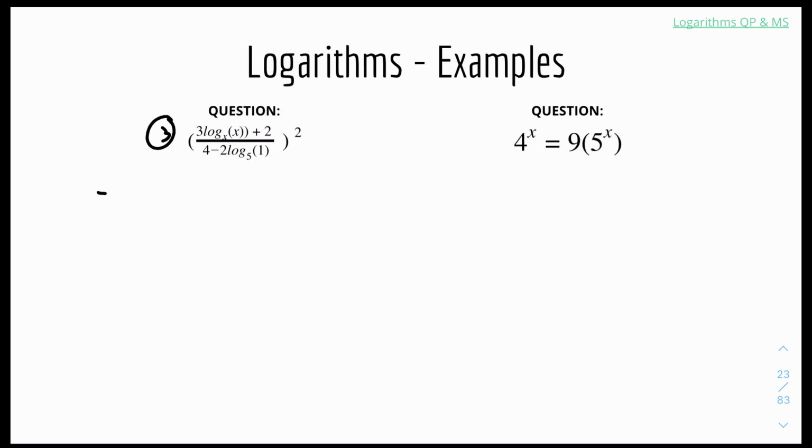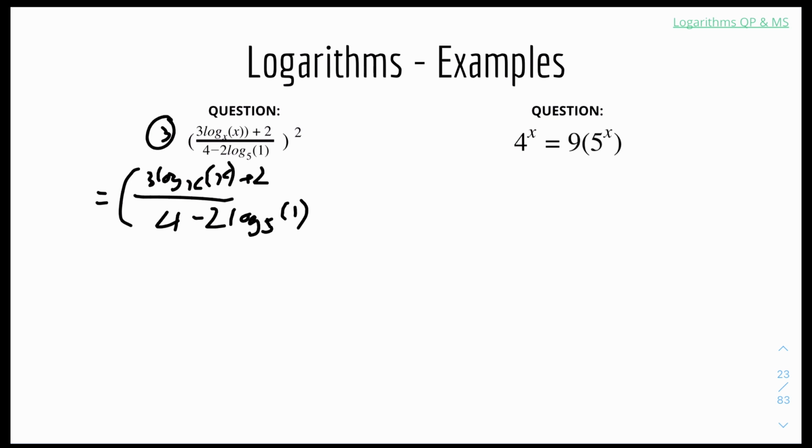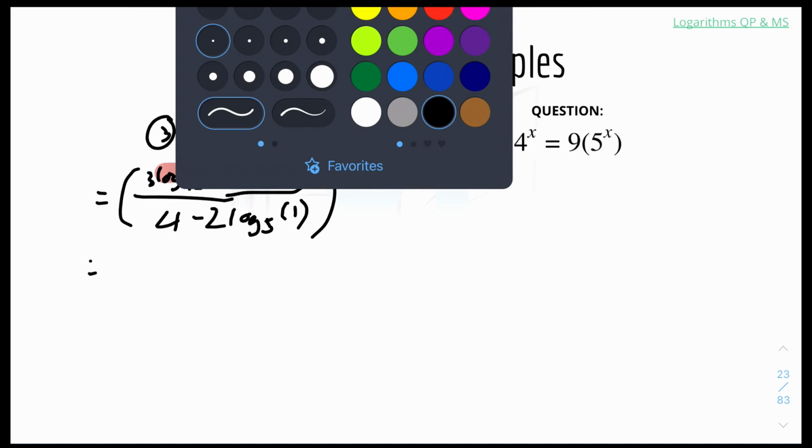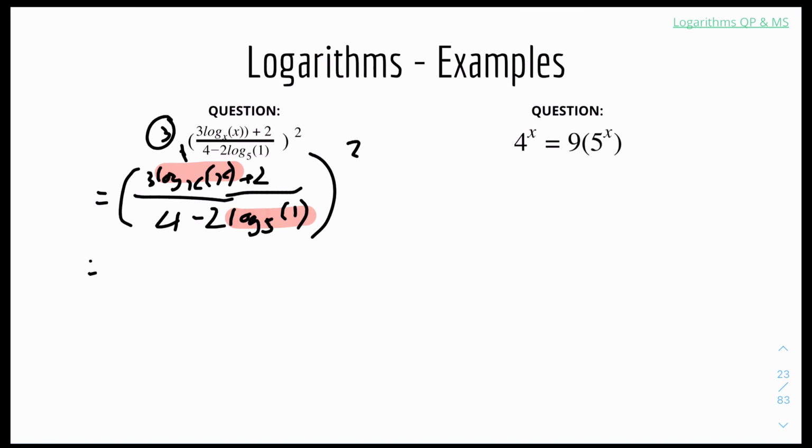And let's rewrite this. 3 log base x, plus 2, over 4 minus 2 log base 5 of 1. So first thing you can notice is that this thing right here, log base x of x, is just equal to 1. And here, log base 5 of 1 is equal to 0.